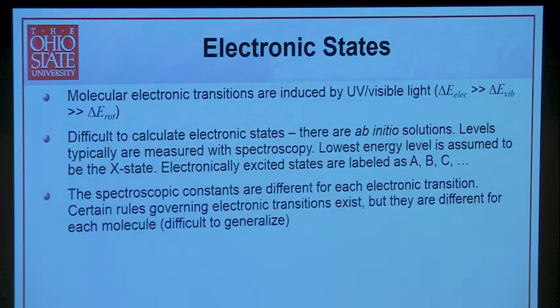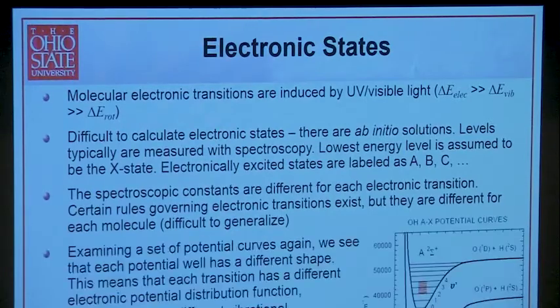Okay? The spectroscopic constants are different for each electronic transition, so even for a molecule, they don't stay the same. And there are certain rules governing electronic transitions, but they're different for each molecule, so it's very difficult to generalize.